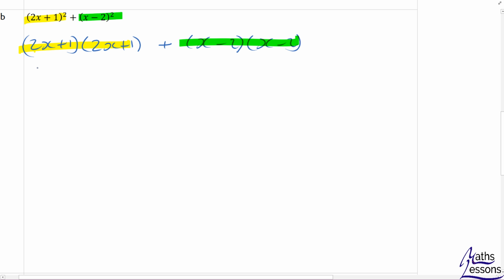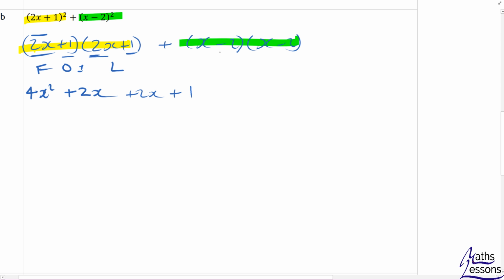So we're going to write out FOIL: first, outer, inner, last. First two things, 2x times 2x is 4x squared, 2 times 2 is 4, x times x is x squared. And then we're going to do the outer two things. So the 2x times the 1 gives me another 2x. And then I'm going to do the inner two things. 1 times 2x is another 2x. And the last two things, 1 times 1 is 1.